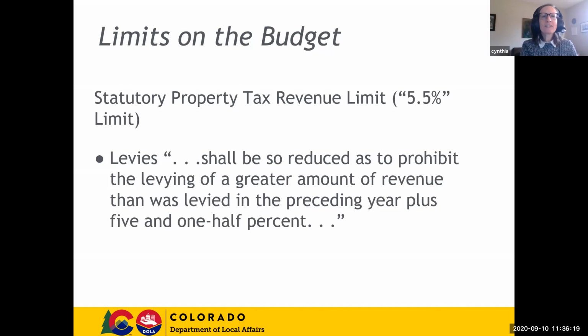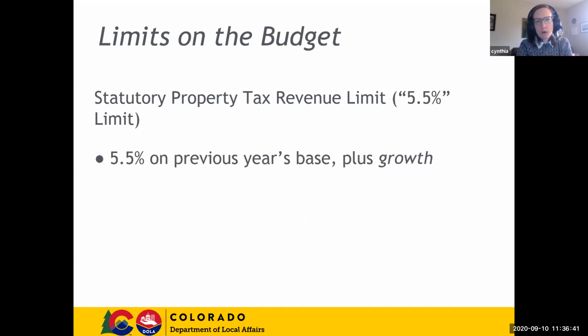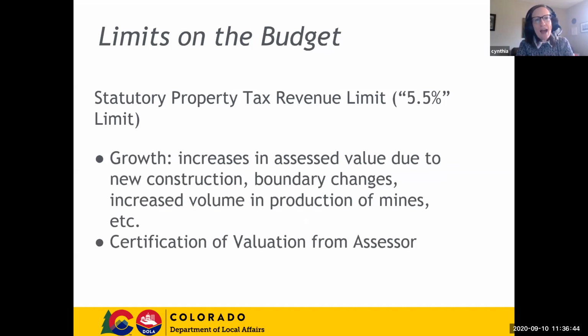And again, Thomas gave you the world's longest run-on sentence, but a piece of that, the actual text of the 5.5, says that levies should be reduced to prohibit the levying of what was levied the previous year plus 5.5% plus local growth. And local growth in the 5.5 law talks in assessed value and defines some of the local growth elements, like new construction, annexation, things like that. And local governments will find these local growth numbers on the certification of value from the assessor.